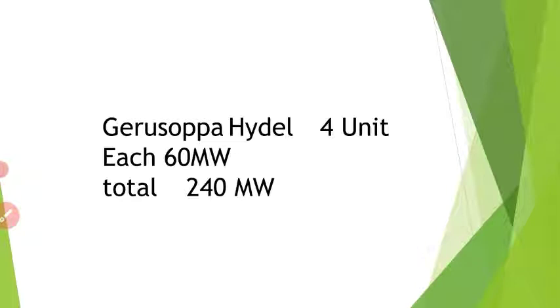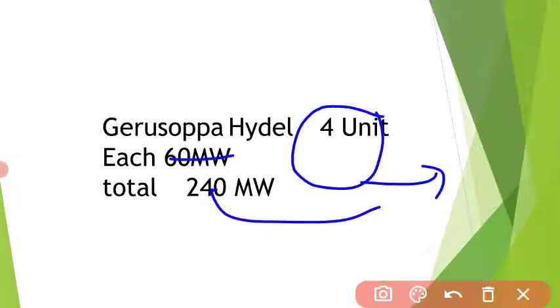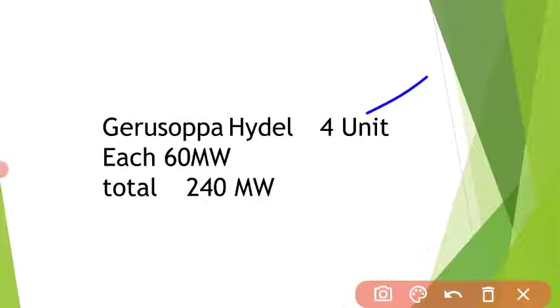Let us have one more hydropower plant, Gersoppa, located nearby, about 1 hour towards Shimoga. How many units are there in the Gersoppa hydel power plant? 4 units, each 60 megawatt, total 240 megawatt. As I discussed earlier, if you have a number of units, according to our requirements we can turn them on to generate power. There is another drawback also. If you have a large number of units, say 8 instead of 4, generation is still 240 megawatt.